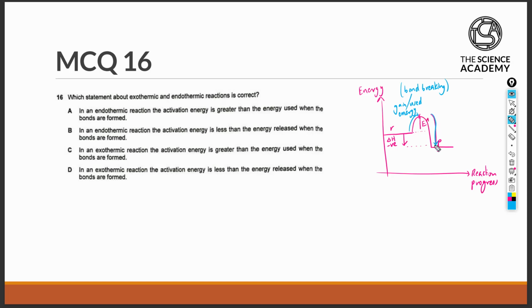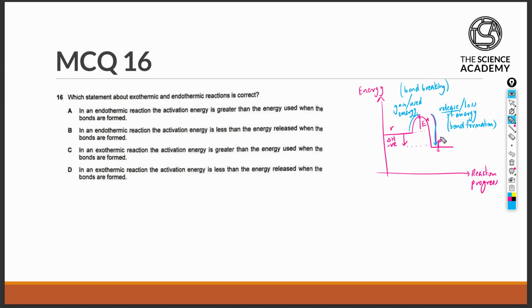Then the fall in energy level is otherwise known as the release or loss of energy. Loss of energy from the substance or the reactants specifically, and this energy is released into the environment. This is associated with bond formation. Only after bond breaking and bond formation can the final products be produced.